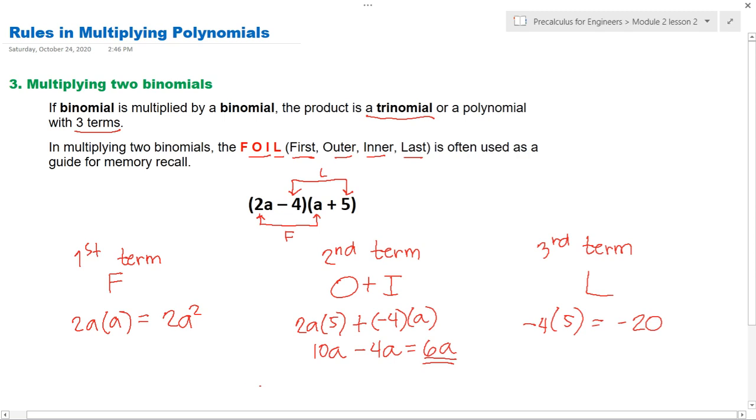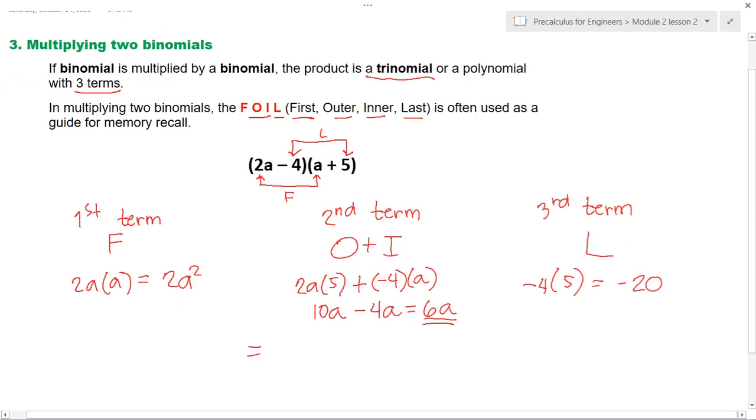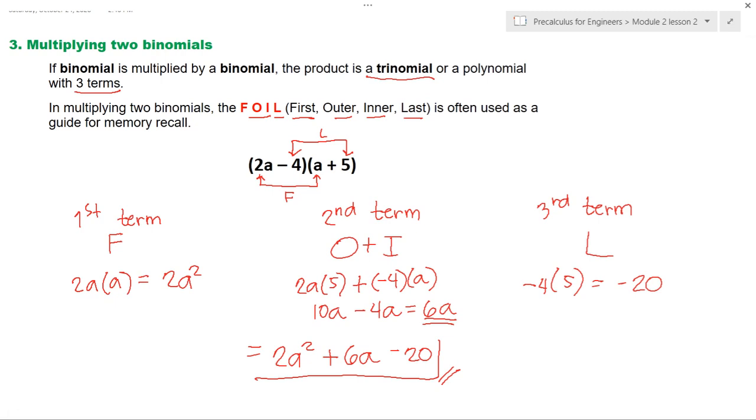In order to write the product, so you combine the first. So, the first is 2a squared. Then, add the second term, positive 6a. Then, write also the third term, minus 20. So, therefore, this would be our final product in multiplying two binomials respectively. So, now, gets ra class?